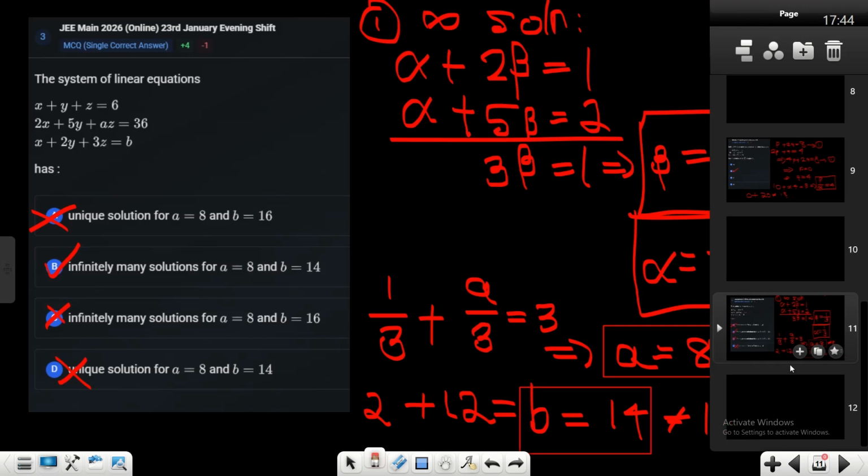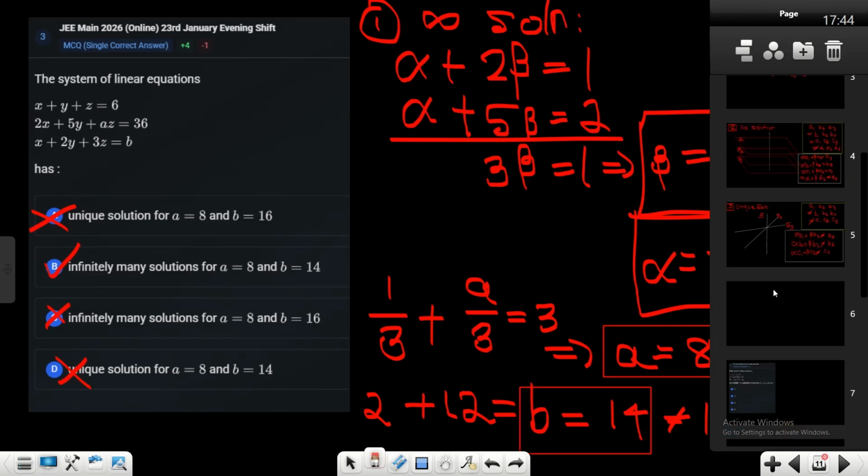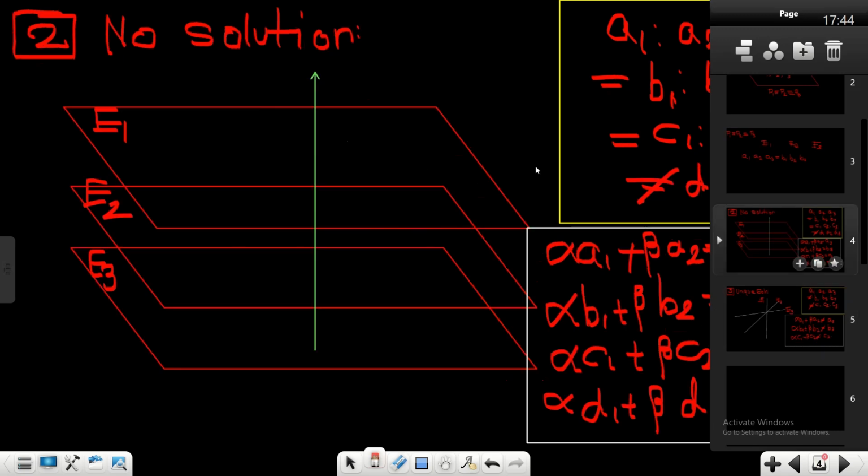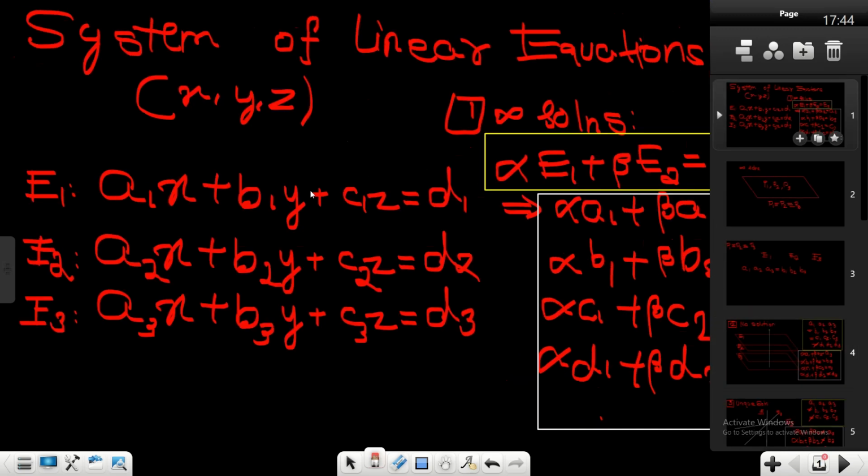So I hope you have understood the approach for this unique solution, no solution, and infinitely many solutions shortcut. I have explained the logic as well.